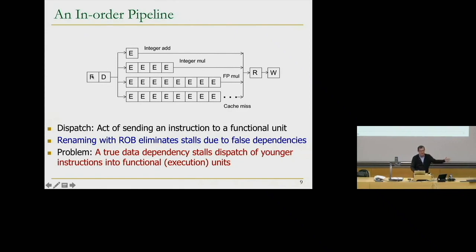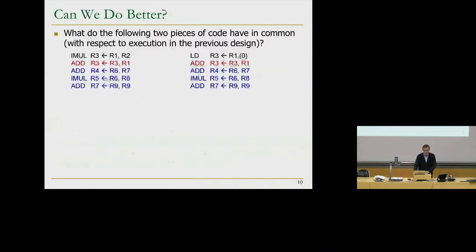But what if there were some other instructions later in the program execution order that didn't need that value, or that didn't need any value produced by any instruction in the pipeline, that could have gone? Well, too bad. We've stalled the pipeline. They cannot even get into the pipeline, right? So out of order execution is going to solve that problem. So the key question is, can we do better?